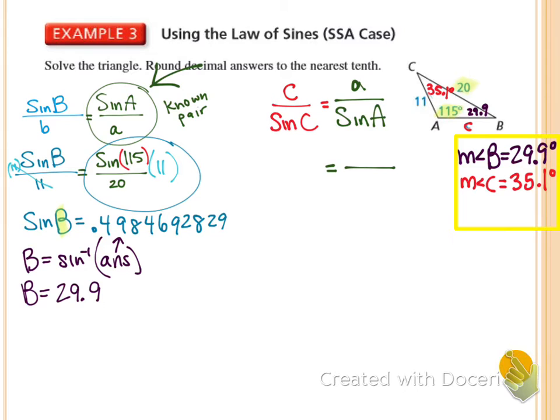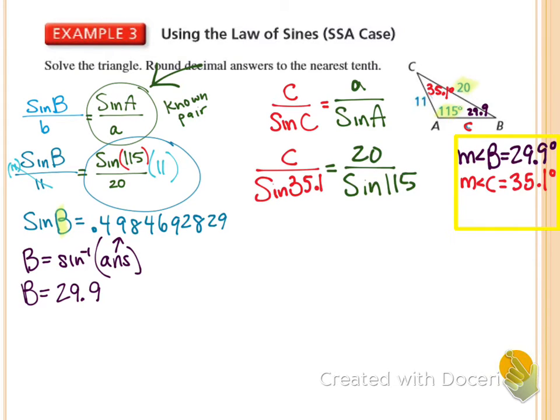All right, so we don't know side C, so we're just going to put a C there. We do know sine of angle C. Angle C is 35.1. What is side A? Still 20, over sine of angle A, which is 115.